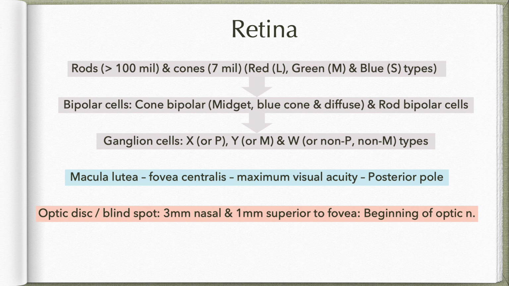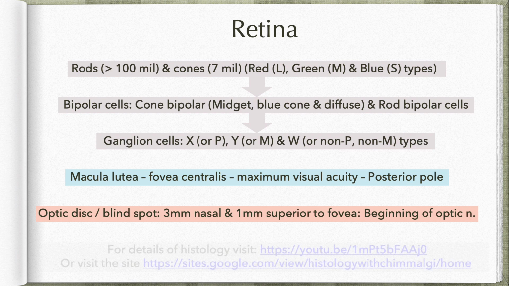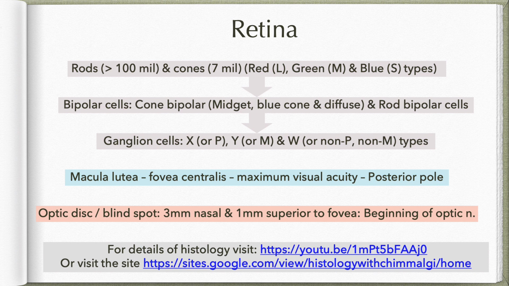It measures about 1.5 millimeters in diameter, and because it is insensitive to light, this is the area which is known as the blind spot. Now for the rest of the histology details of the retina, please visit this YouTube video, or you can visit the site and check the chapter on retina.